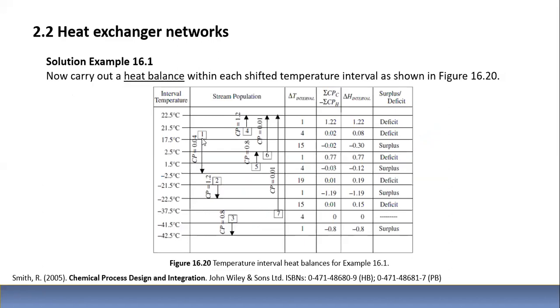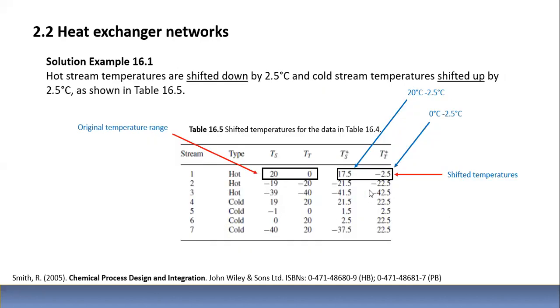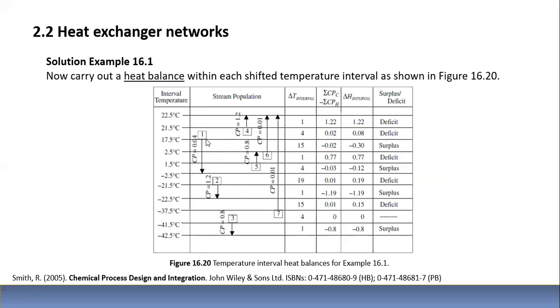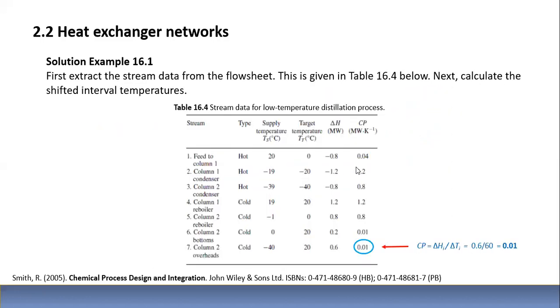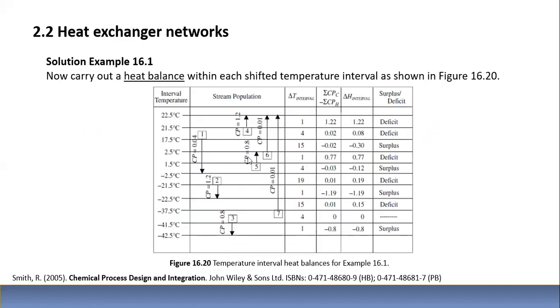Then we have this stream population. Just to check, the first one is coming from 17.5 to minus 2.5, stream number 1. And then we include the CP. The CP was calculated on the previous table. CP for stream number 1 is 0.04, so that's why you see the 0.04. We have to repeat the process and do that for every one of the streams, so we complete our stream population.